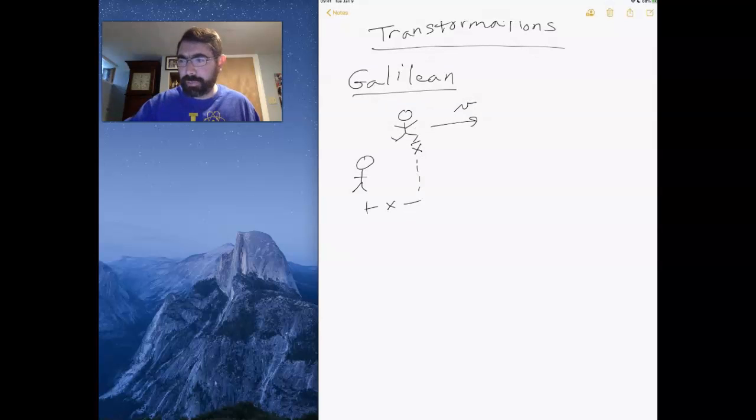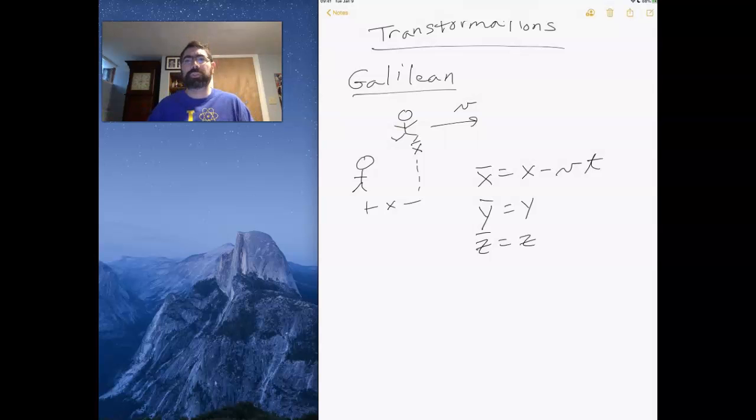So the transformations then would be that x bar is equal to x minus that distance traveled by the velocity. There's no change in y or z because I've declared this person's only running in the x direction. And time is the same in both frames. So this person running would measure a time for themselves as t bar, and in both cases the time is absolute, that the time is the same for both frames.